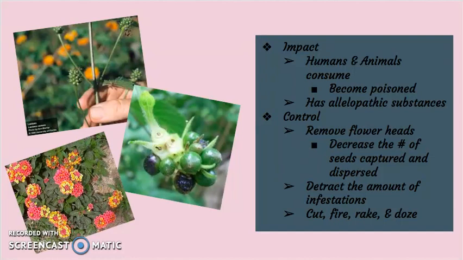In order to control it, they have agreed to remove flower heads, which decreases the number of seeds released or captured by animals to then be dispersed, and to detract the amount of infestations from native plants. As well as to completely destroy or remove the plant from an area, they will cut, fire, rake, or doze the plants to ensure the removal of the lantana plants. They have been successful in many of those methods, and not too many cases have been found.